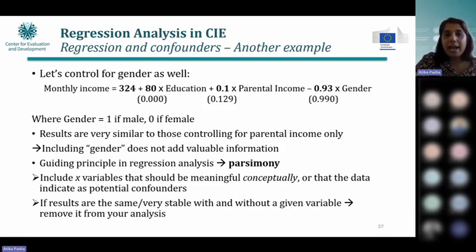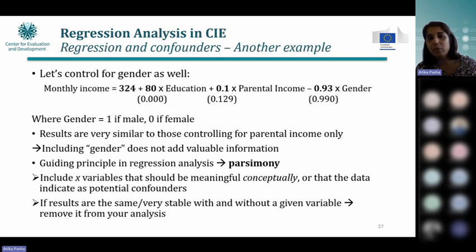What we see here is when adding it on top of parental income and education, there are two aspects. First and foremost, these results did not change. So it's still 324, it's still 80, and it's still 0.1. The only difference being that the parental income is now slightly less statistically significant. Gender, on the other hand, has a negative relationship, with gender being if you are a male, you have a negative relationship compared to being a female, on income. And on top, it seems that this result is not statistically significant.